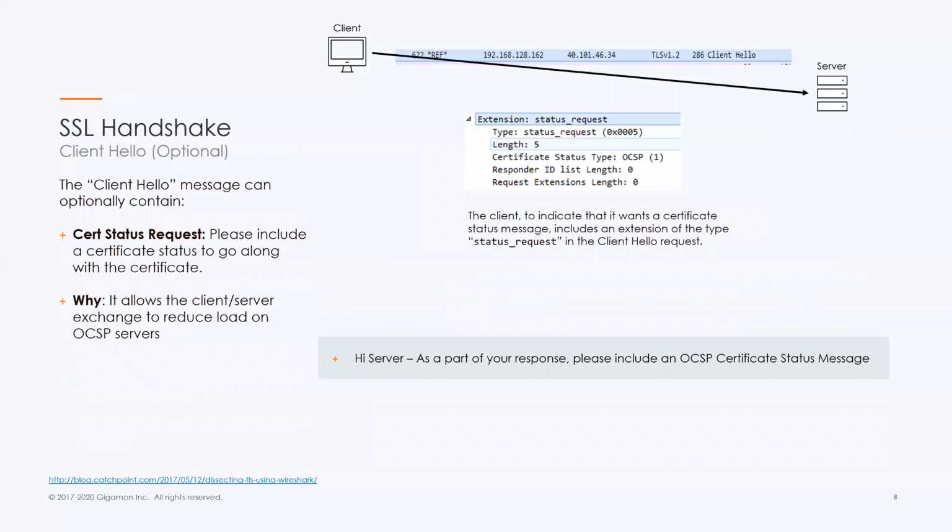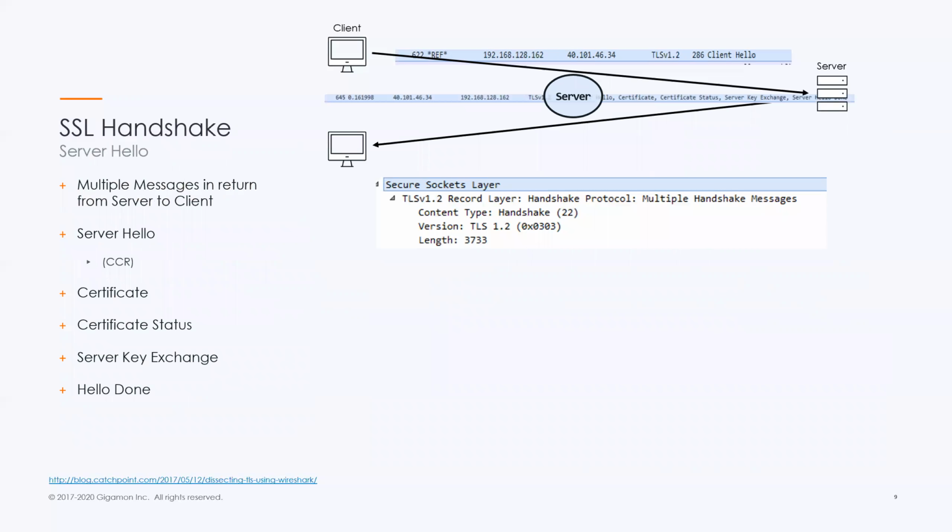Continuing, the client hello message can optionally contain a certificate status request, which means please include a certificate status along with the certificate when you reply to me. Why would the client do that? That allows the client to reduce the number of exchanges and load on itself to side fetch the certificate status message.